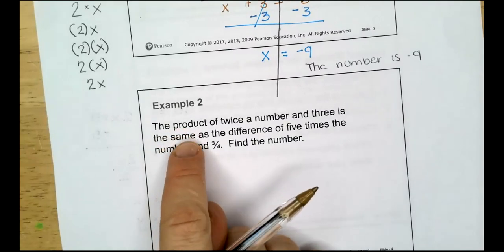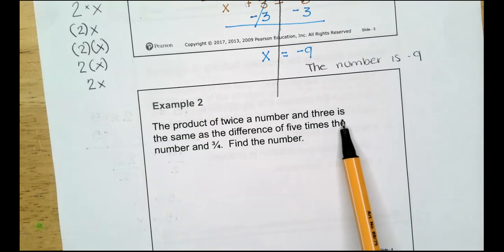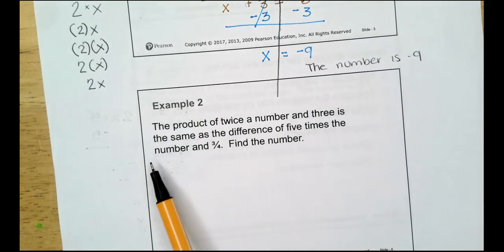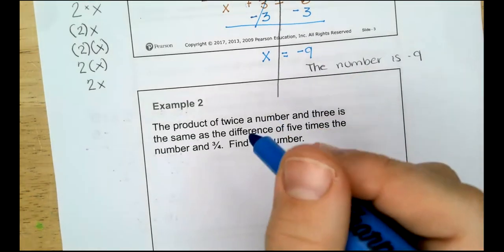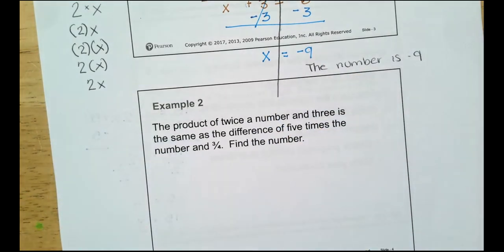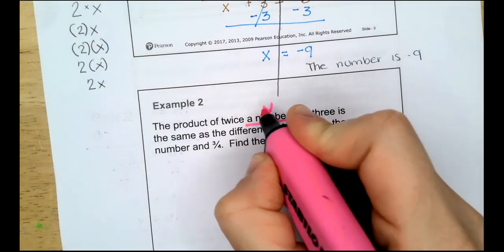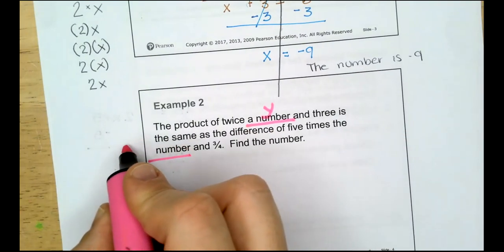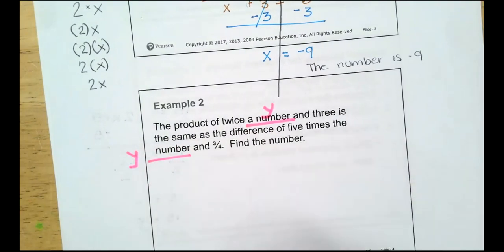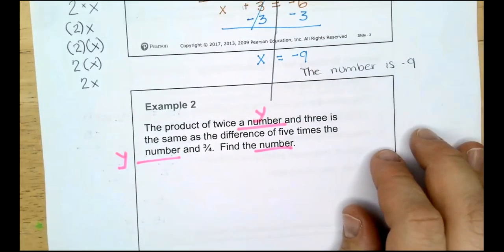Example 2. Read it all first. The product of twice a number and 3 is the same as the difference of 5 times the number and 3/4. Find the number. So I keep seeing the number, right? Maybe make it y this time. So find y, just like we found x up here.